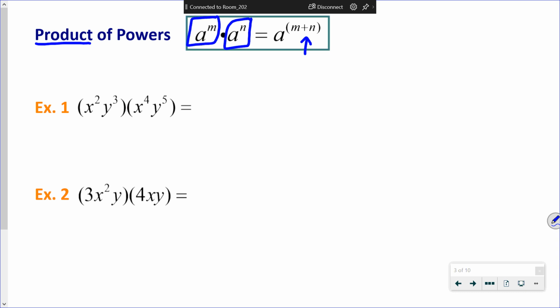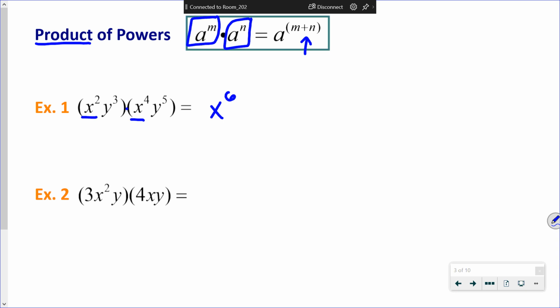So in the first example, we have to look for two bases that are the same. And I have this x squared that has the same base as this x to the fourth. And it is a product because when you've got the two parentheses touching like this, it means multiplication. So we're going to take x squared, multiply it by x to the fourth, and we're going to end up with x to the sixth power. Because if we're following this rule, it says to add the exponents together.